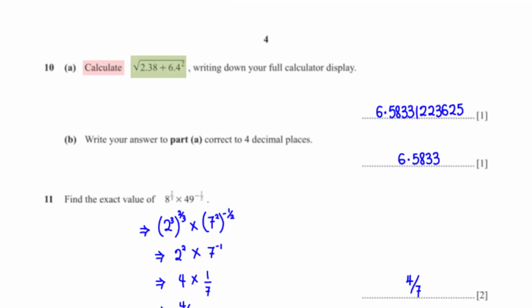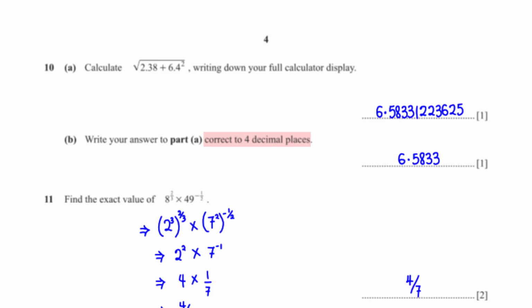Calculate the square root of 2.38 plus 6.4 squared, writing down your full calculator display. So when you type this into the calculator, we get 6.58331223625. Write your answer to part A, correct to 4 decimal places.